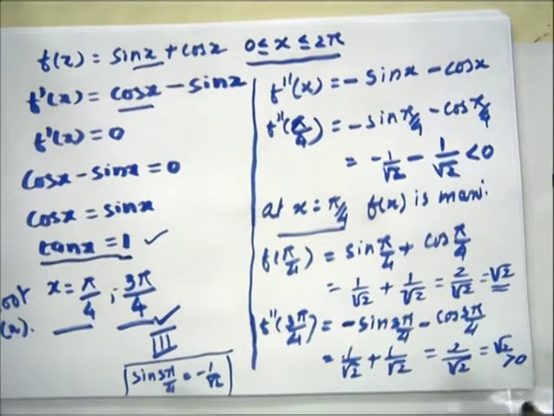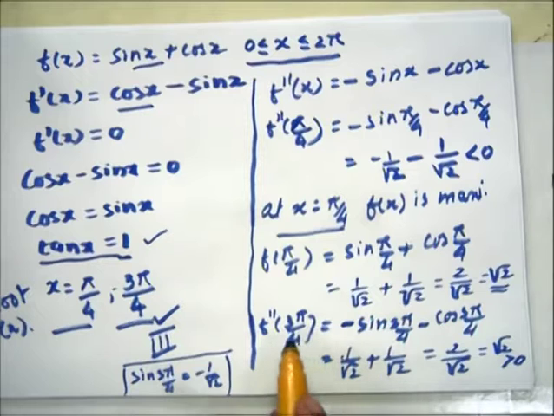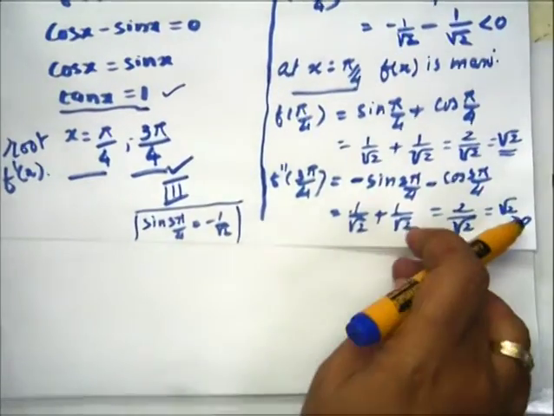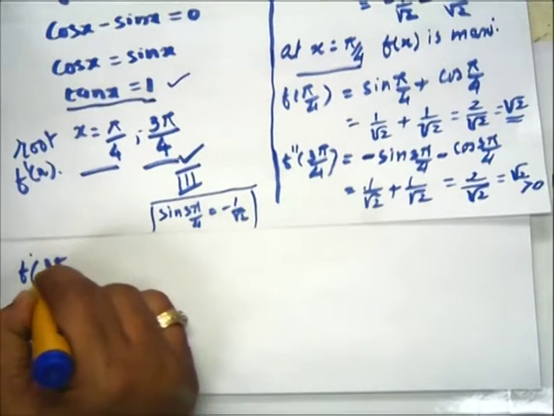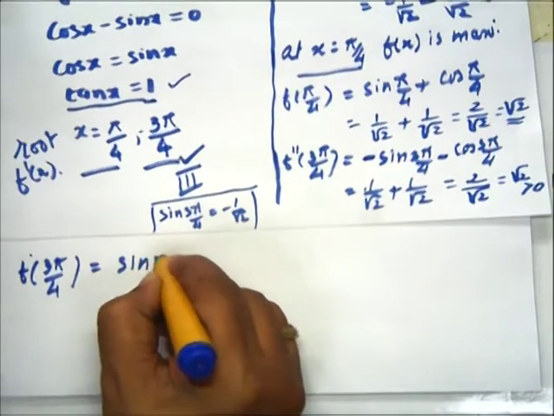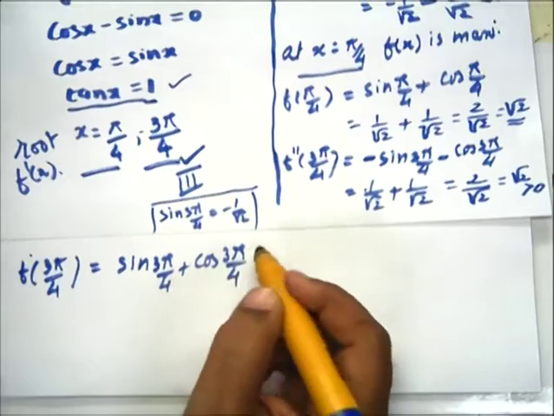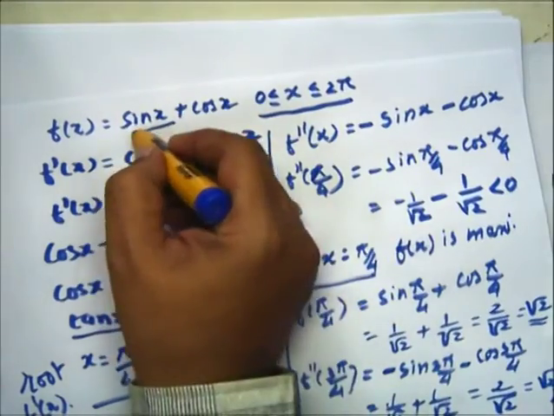So we can say f double dash at 3 pi by 4 is positive. So at x is equal to 3 pi by 4, the function is minimum. Here f of 3 pi by 4 is equal to sine 3 pi by 4 plus cos 3 pi by 4. What exactly are we doing? We substitute the value x is equal to 3 pi by 4 in this function.